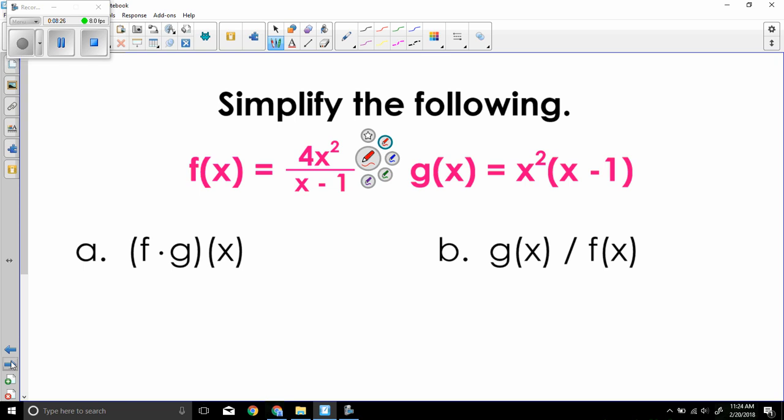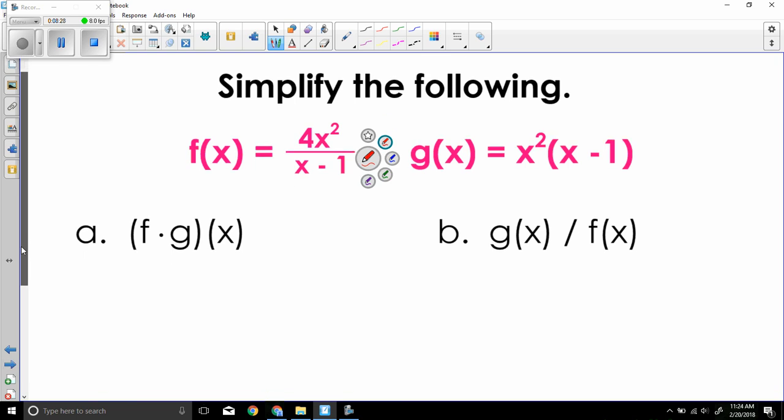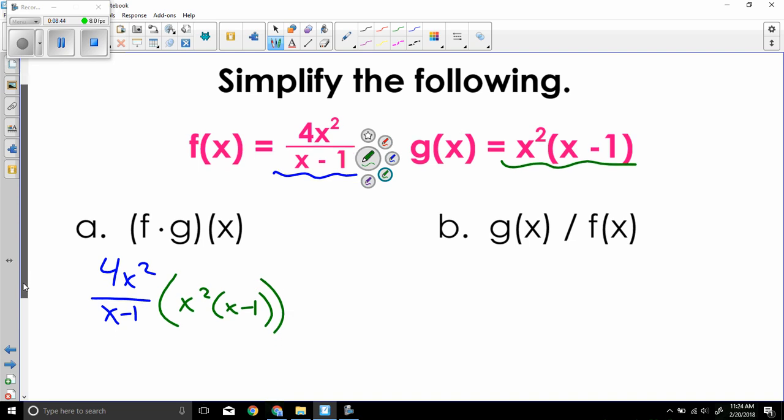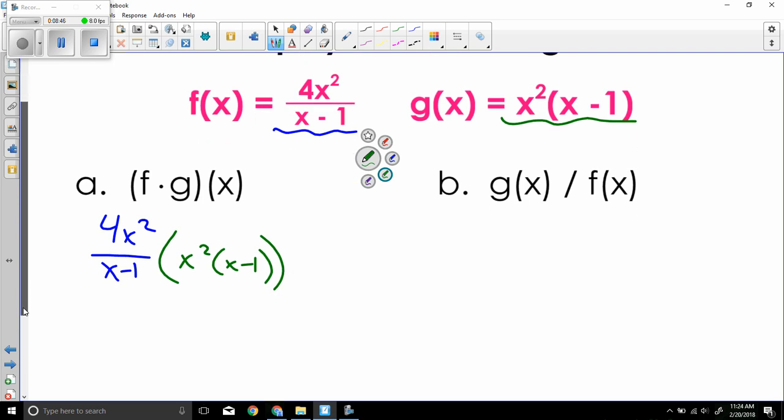Getting to the last few here, we have the same type of process. Now I'm just going to try to speed it up a little bit since we should have this thing done. This is 4x squared times x minus 1, times x squared times x minus 1. A couple different ways to do this, but I see that I have this x minus 1 on the top and on the bottom. I know that those are going to cancel out. So I'm left with just 4x to the 4th.